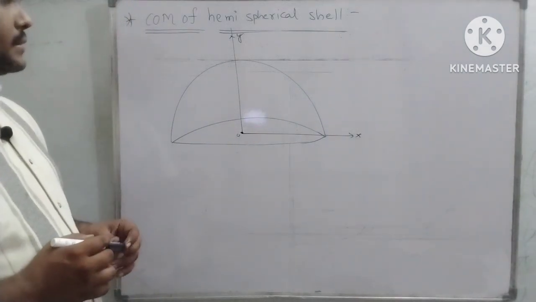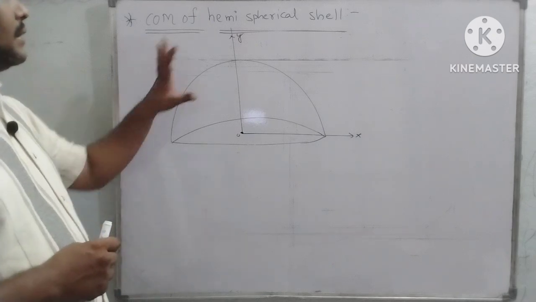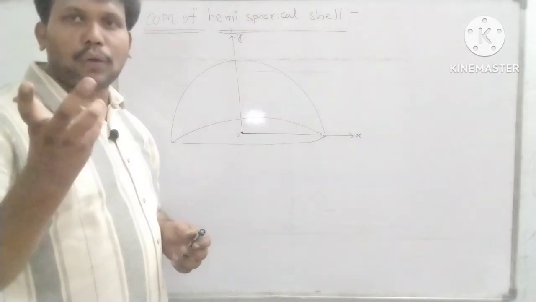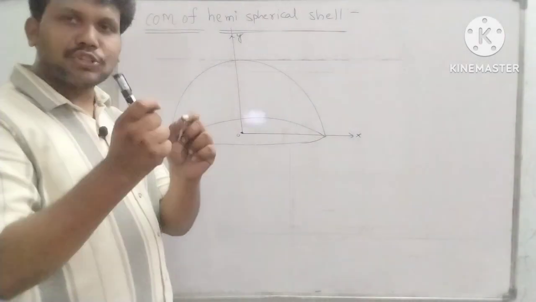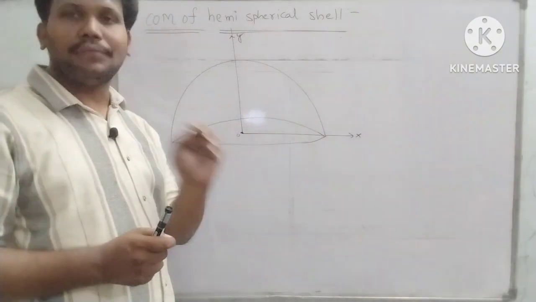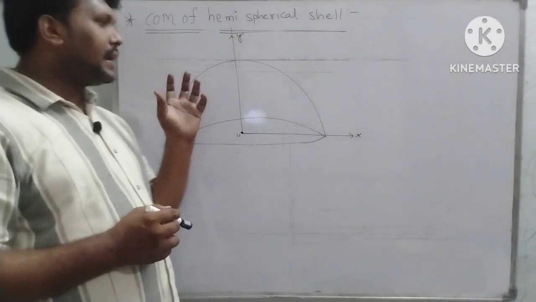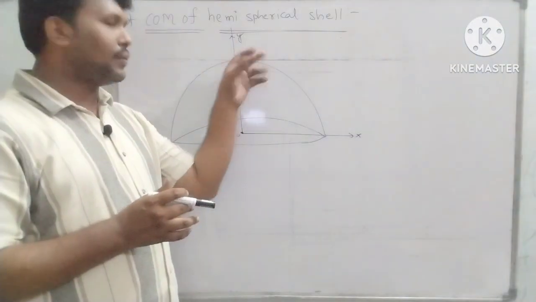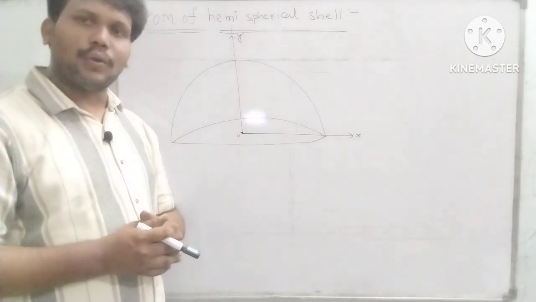To find the center of mass of this hemispherical shell, you will have to know some information. Actually, the hemispherical shell looks like a bowl. If you invert that bowl, this hemispherical shell will appear to us. Okay, clear? But where is the center of mass located in this hemispherical shell, on the x-axis or y-axis? Of course, on the y-axis.